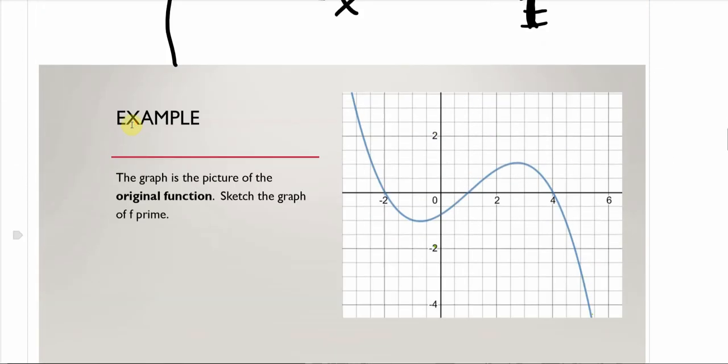All right, so let's try some examples. In this case, I'm going to give you the picture of f, and I want you to sketch for me the picture of f prime. So I find my critical points. Here's my critical point, and here's another critical point. They're the extrema. So I go up, I put a dot right there. I go down, I put a dot right there. And now what I have to do is check between them.